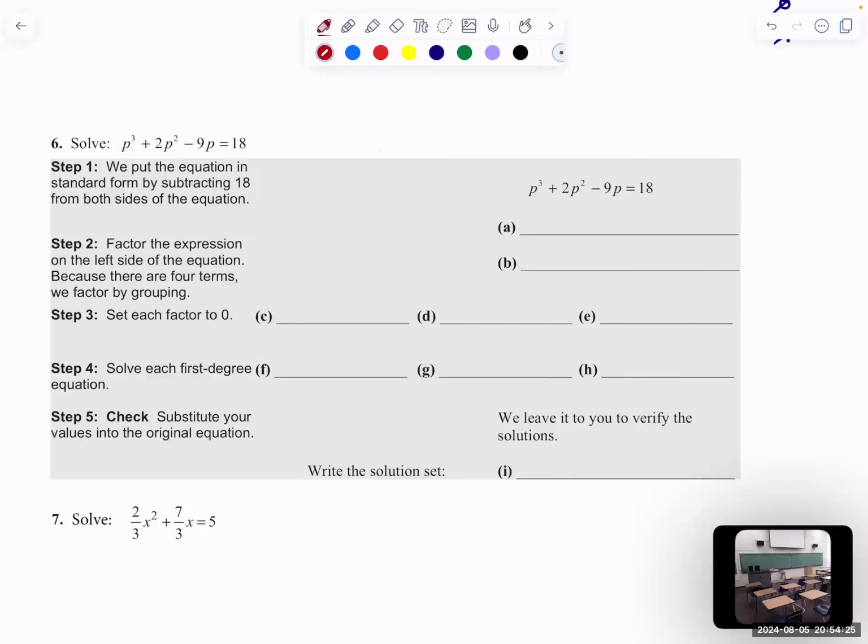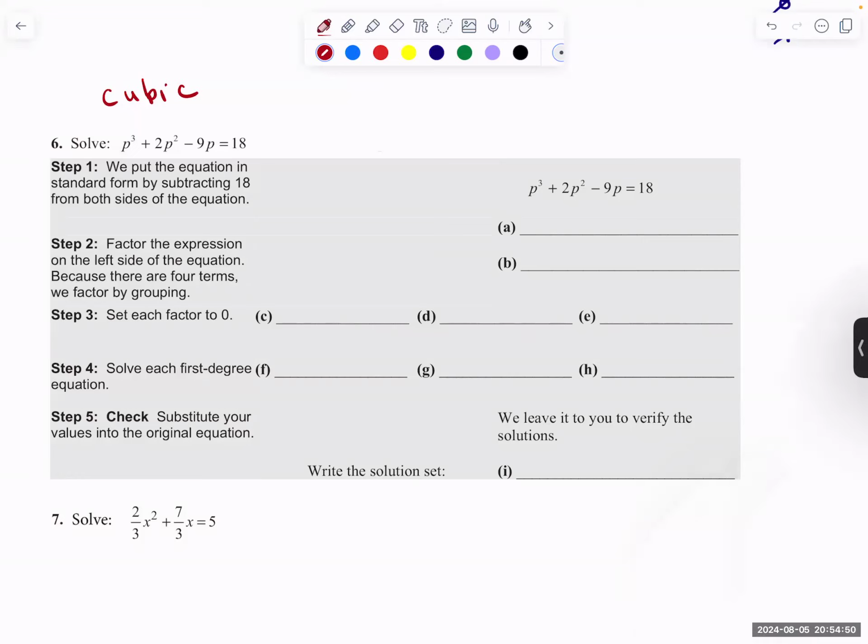Number 6, solve the third degree polynomial equation, or cubic equation. The method we're going to use is factoring to solve this polynomial with 4 terms. Step 1, we're going to write the equation in standard form, which means the exponents are decreasing in order, and we're going to set it to 0. So we have p cubed plus 2p squared minus 9p minus 18 set equal to 0.